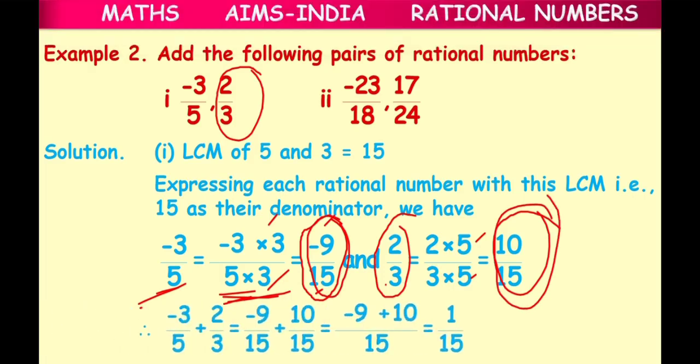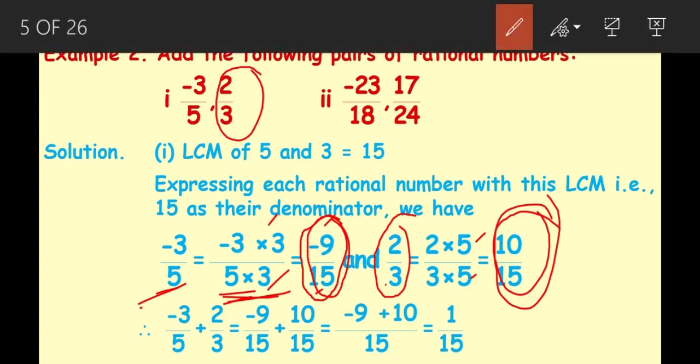Okay. Now, how to add them? Simple. Minus 3 by 5 plus 2 by 3. We will take the changed values: minus 9 by 15, 10 by 15. How to add them? As the denominators are equal, we can add the numerators directly. Minus 9 plus 10. How much, children? 1. So 1 by 15. What is the answer? 1 by 15.